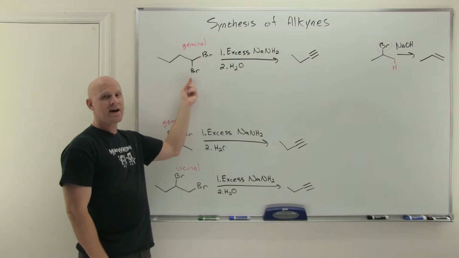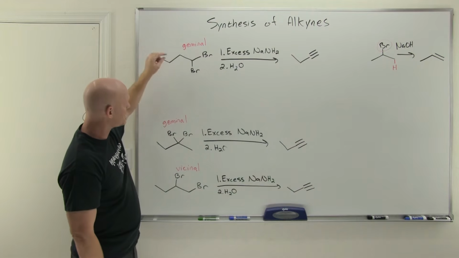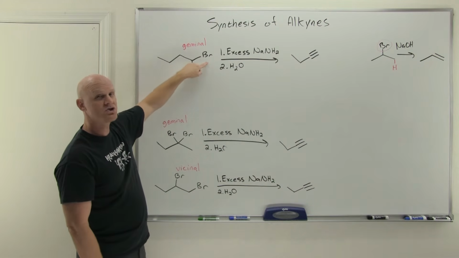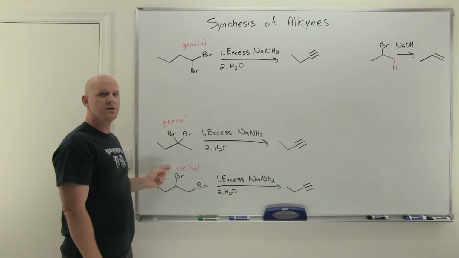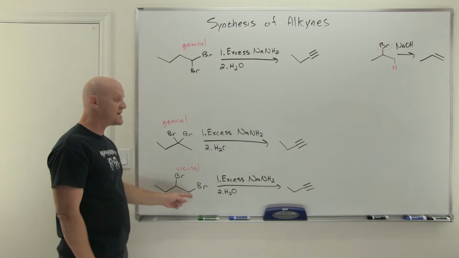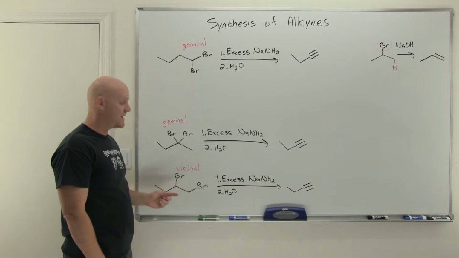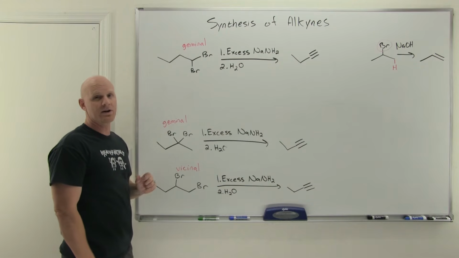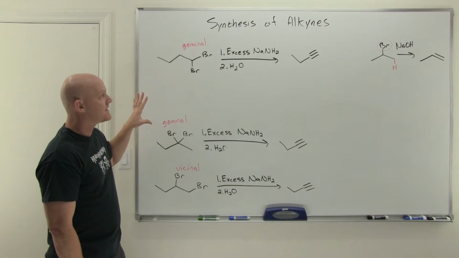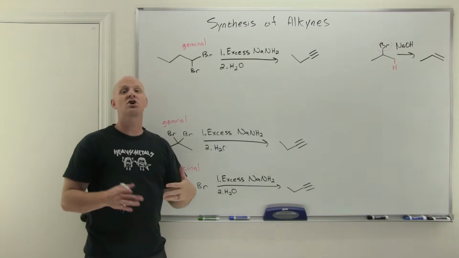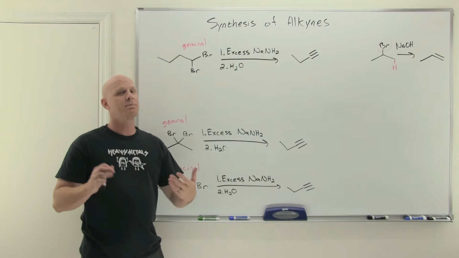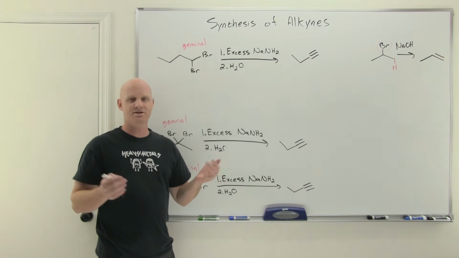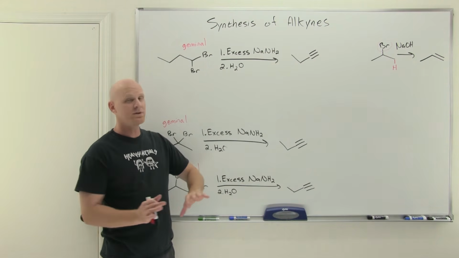You can have a geminal dihalide, where you've got two leaving groups, like two bromines, which is very common, on the same carbon. Or you can have what's called a vicinal dihalide, where you've got two adjacent carbons that each have one leaving group, like this vicinal dibromide down here. Those are your options, and we're only going to consider forming terminal alkynes. It is possible to form an internal alkyne, but it's not commonly presented in many textbooks or courses, so I'm not really going to present it either.